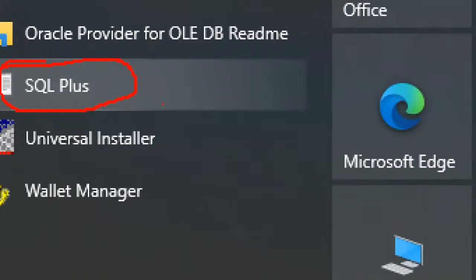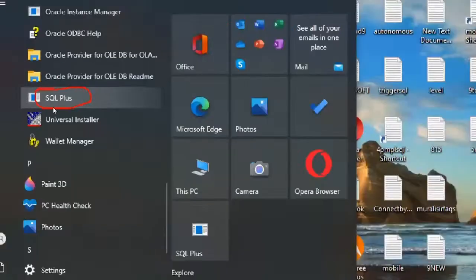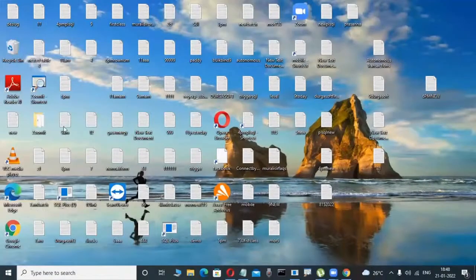Again, SQL Navigator is a tool. Toad is a tool. Those are all explicit GUI tools. But SQL*Plus, you are not required to load. Once we load the Oracle software, the SQL*Plus tool is automatically available. Those are all the things. Once we start our course, then you will understand.